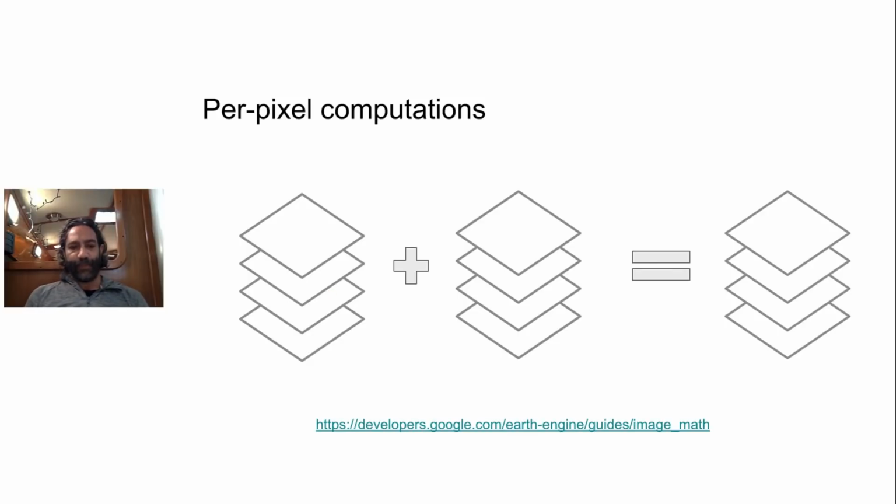You can do per pixel computations. So in this diagram, this is just a multi-band image, and here's another multi-band image, and if you add them together, Earth Engine will perform that computation pixel-wise. But there's not only addition, there are many other mathematical operators and expressions that you can use, and see the link at the bottom to learn more.